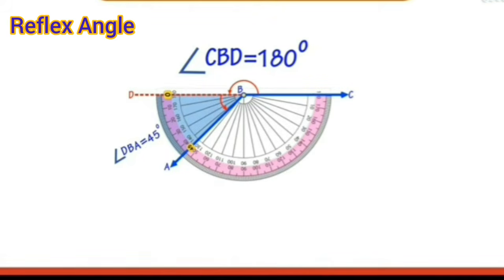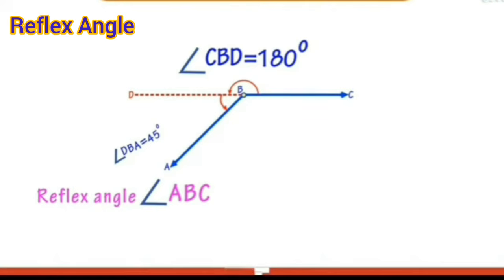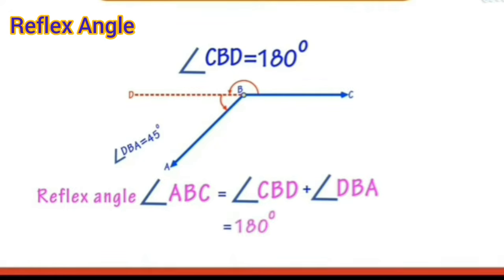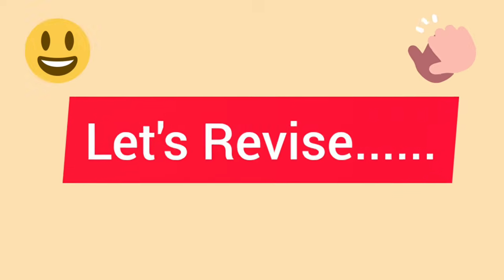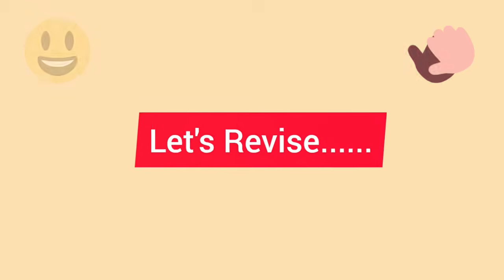Now we can write this: angle ABC is equal to the sum of the measure of angle CBD plus the measure of angle DBA, that is equal to 180 degree plus 45 degree, we get 225 degree, which is the measure of angle ABC. So we have understood how to use a protractor. Let us revise.